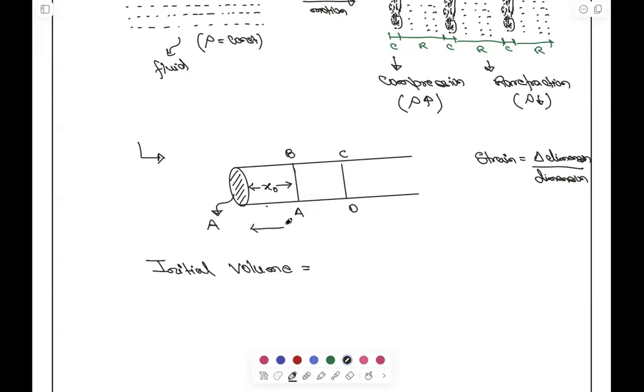AB is at a distance x naught, and this is x naught plus x. CD at a distance x naught plus x. Anyone tell me? So can I write the initial volume? This CD distance is what? x naught plus x, और वो कितने पे है? Minus x naught. So it will be A times x. तुम सिंपली लिख सकते थे कि ये जो है ये x naught पर है और ये क्या है? ये x naught और प्लस ये x distance है इसमें.